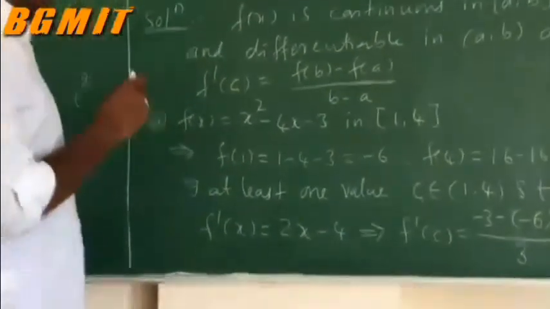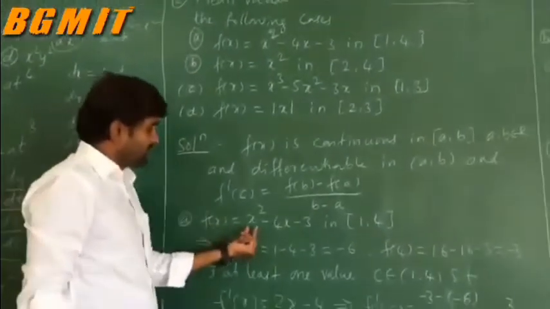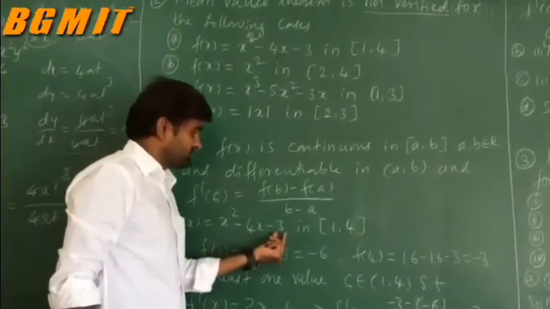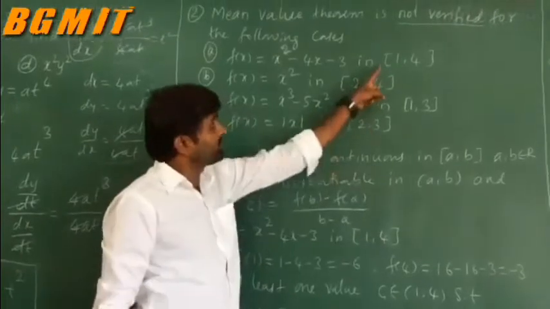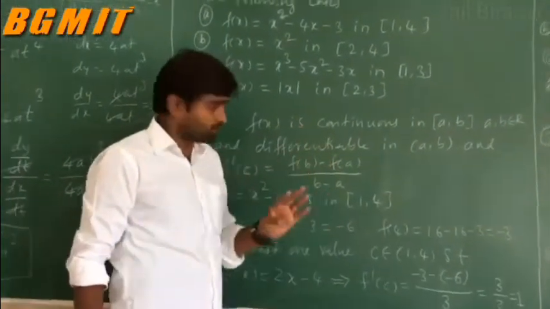How do we check? First, the function is f of x equal to x square minus 4x minus 3 in the interval 1 comma 4, that is, a is 1 and b is 4.